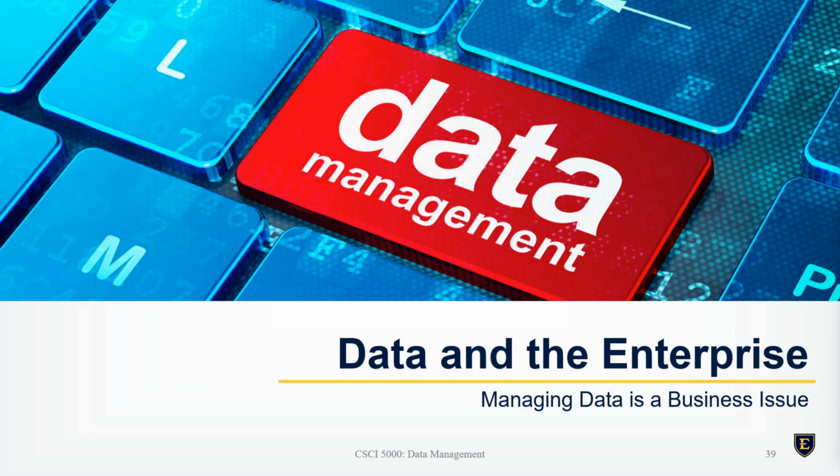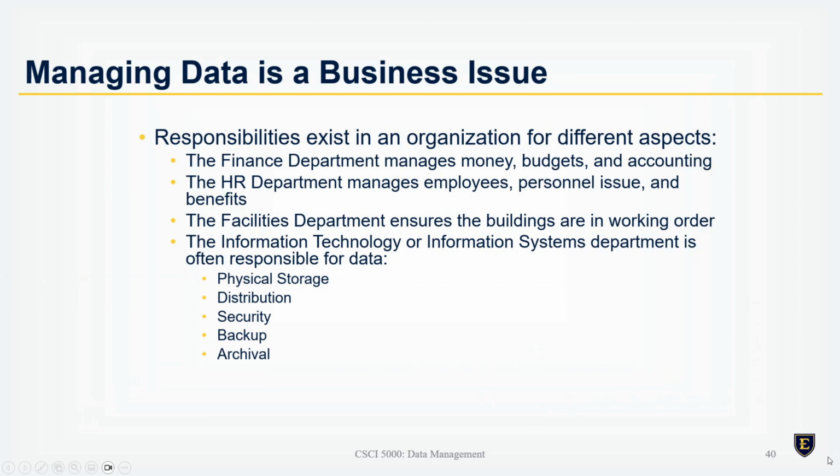So when we boil things down to what the business is responsible for, we should understand that managing the data that we have is a business issue. So responsibilities exist within an organization for different aspects of that organizational structure and hierarchy. So finance is responsible for money, it's responsible for budgets and accounting. Human resources manages employees, personnel issues, benefits, administration, and things like that.